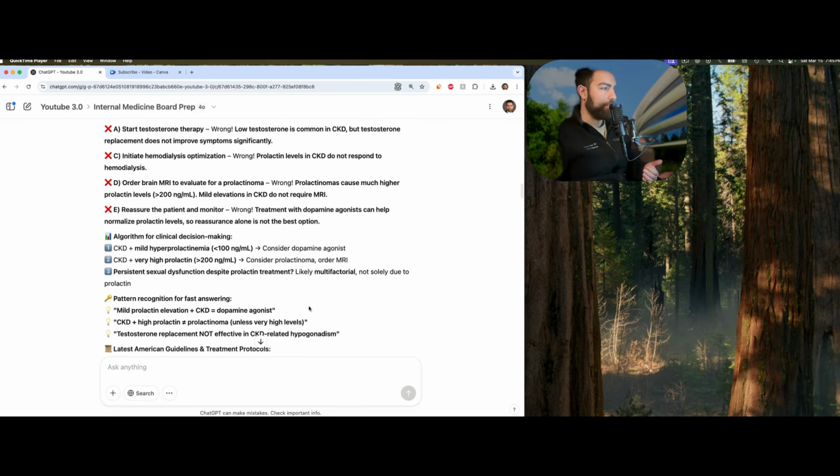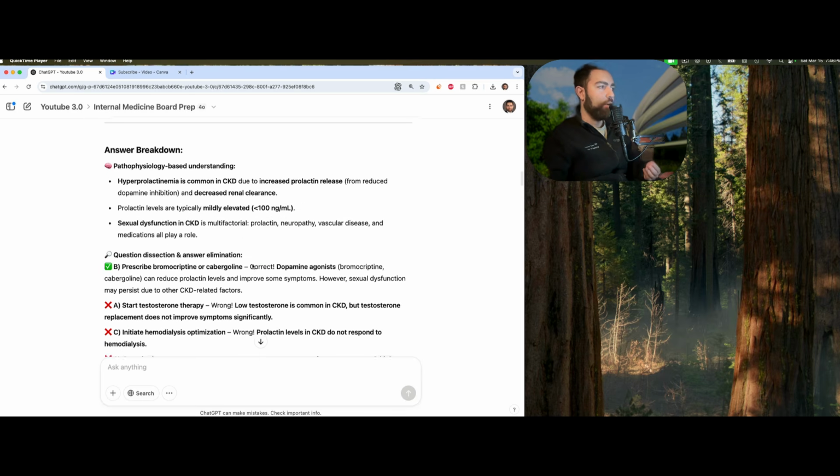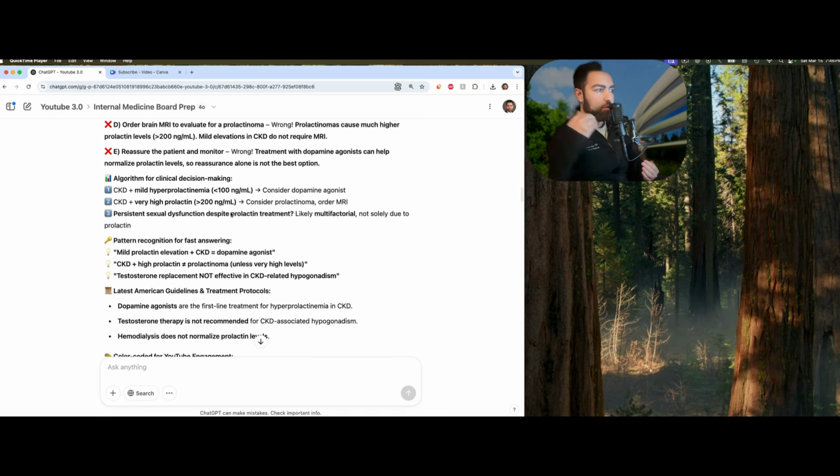So in terms of pattern recognition, mild prolactin elevation plus CKD, think about dopamine agonists that you can use to treat. If you have someone with CKD plus high prolactin, and that prolactin is less than 100, do not think about a prolactinoma and getting an MRI of the brain unless that prolactin is very high or for some reason not responding to treatment. A testosterone replacement is not going to fix the CKD-related hypogonadism because the issue is prolactin, okay? Even though this patient does have low testosterone. You can also do more harm than actual treatment there.